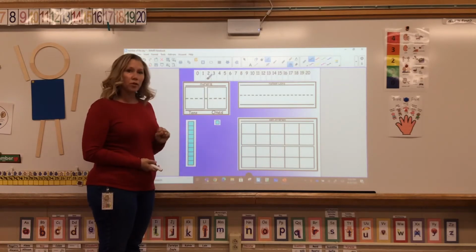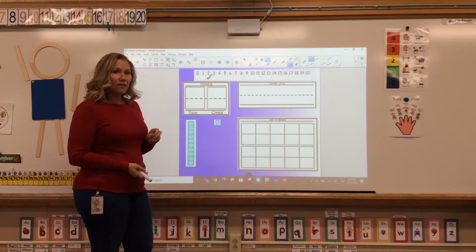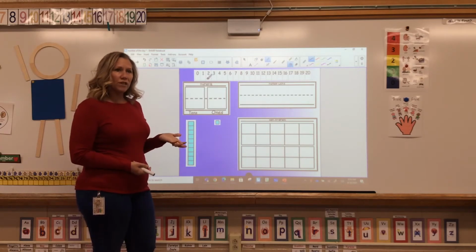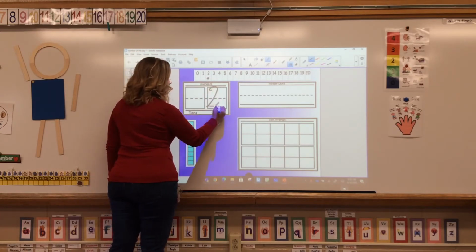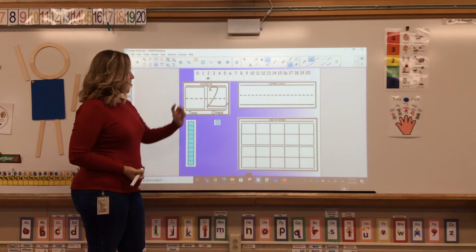So let's write the number 2. And just like our letters, when we write numbers, we start at the top and we come down. Here's the number 2. That is the number 2.